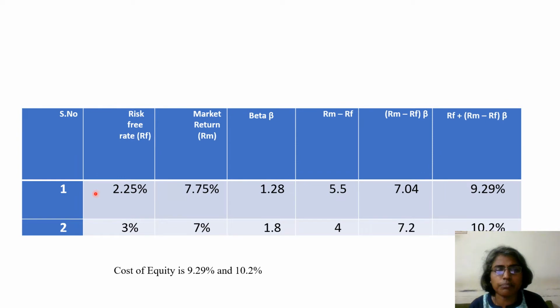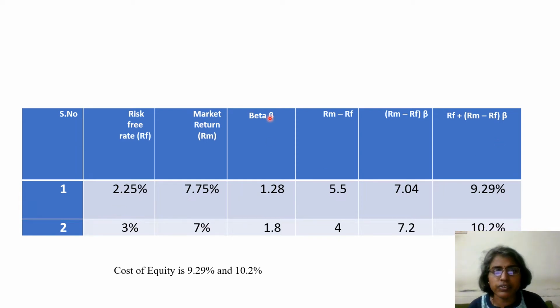Now for company 1, how do we calculate the cost of equity using the CAPM model? We know the formula from the previous sessions: KE equals risk-free rate plus RM minus RF into beta. This is the formula, KE equals RF plus (RM minus RF) into beta, through which we can calculate cost of equity using the CAPM model.